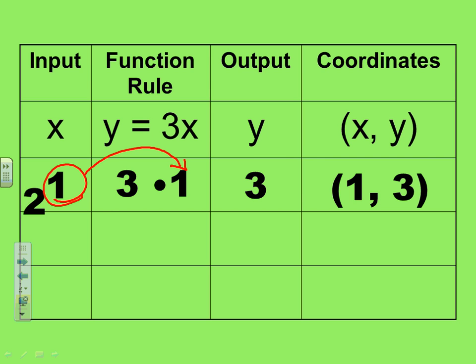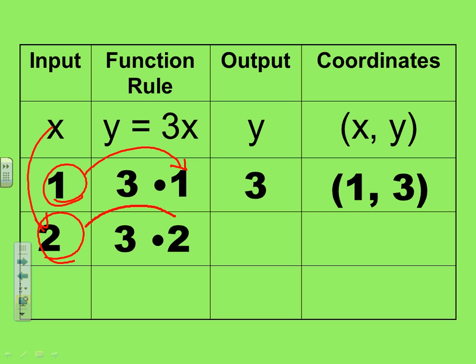Next, I have an input of 2. I'm going to substitute that 2 in. Remember, we just did substitution. I'm substituting that 2, which is my x value, into my rule, which is 3x. So 3 times 2, and I end up with 6. And I can create the coordinate point of (2, 6).